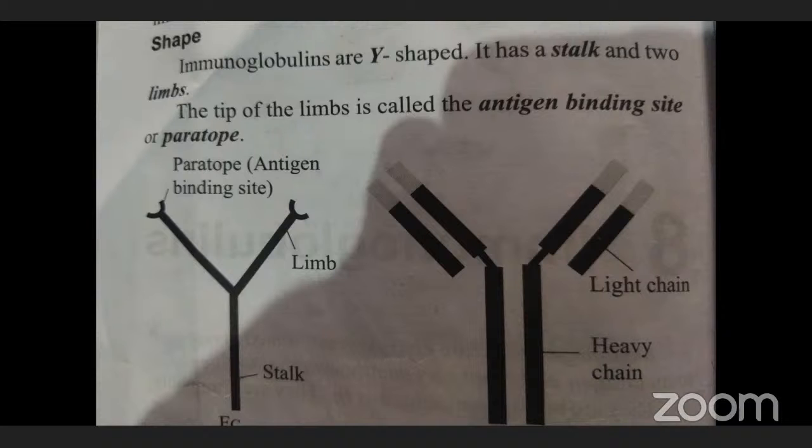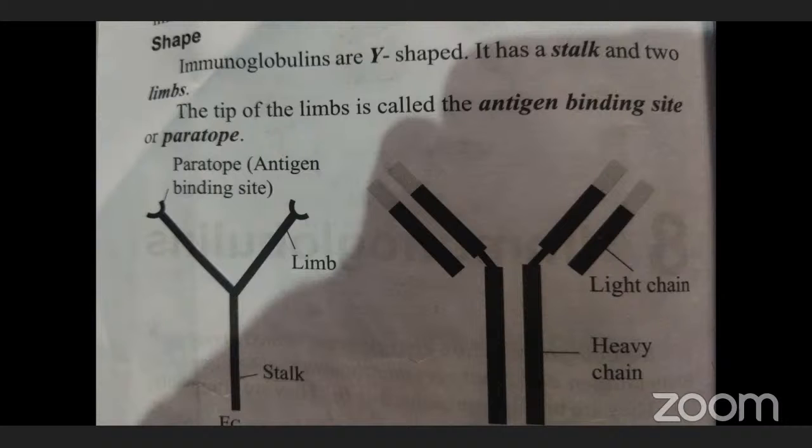Immunoglobulins are made up of glycoproteins. Clear? The next point is that they have two kinds of chains. One is a light chain, and the other is a heavy chain. Light chains are shortly called L chains. The light chains are shorter and identical.